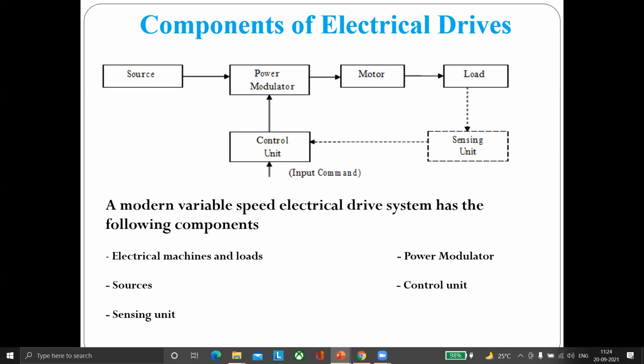What is the function of the motor? What is the function of the load? What is the function of the power electronic modulator? What is the function of the control unit? What is the function of the source? What is the source here? Source is nothing but electrical supply. Electrical supply may be a DC or AC source. Is it right?